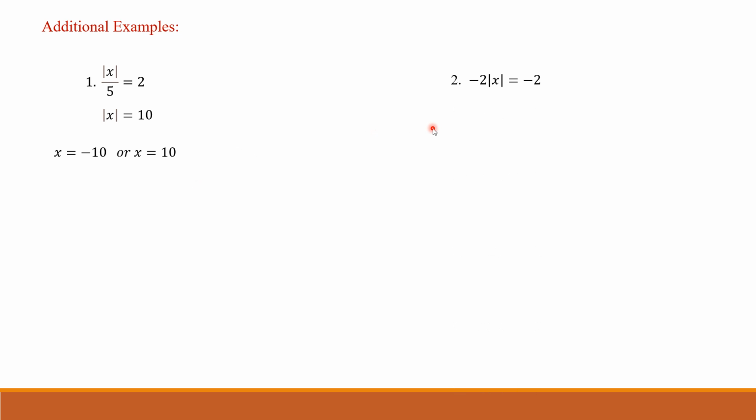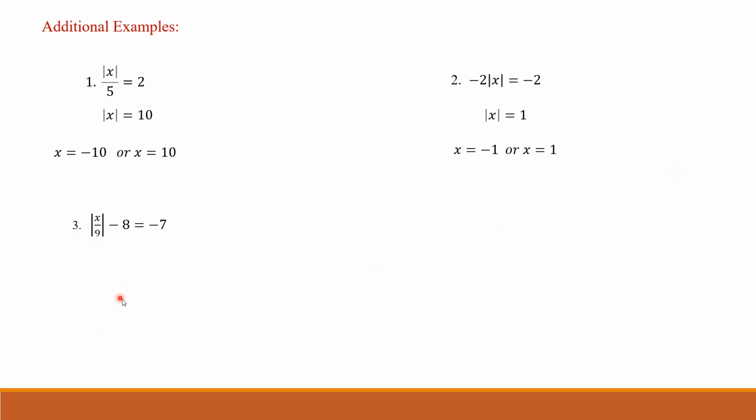Second example, I have -2 times the absolute value of x. We need to isolate the absolute value of x, so we need to divide both sides by -2, and we'll get the absolute value of x equals 1. And then we separate it into our two cases. So we have x equals either -1 or x equals +1.